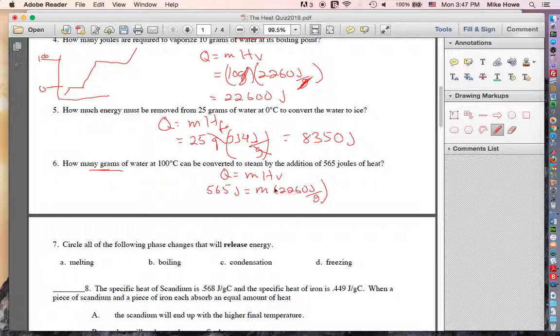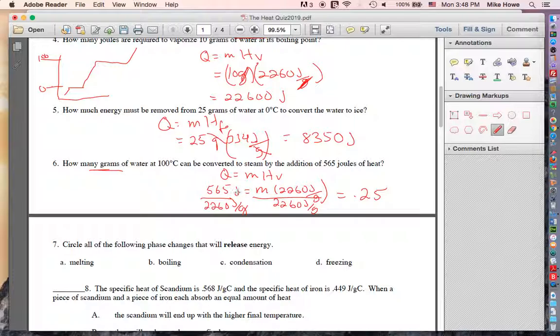All right, so now what do we do to solve for m? Do we multiply? Or do we divide? Because you're trying to solve for this variable. So what are you going to do? Divide by the 2,260, because you divide by the number that's with the variable you want to isolate. So when you divide this by this, you get 0.25.